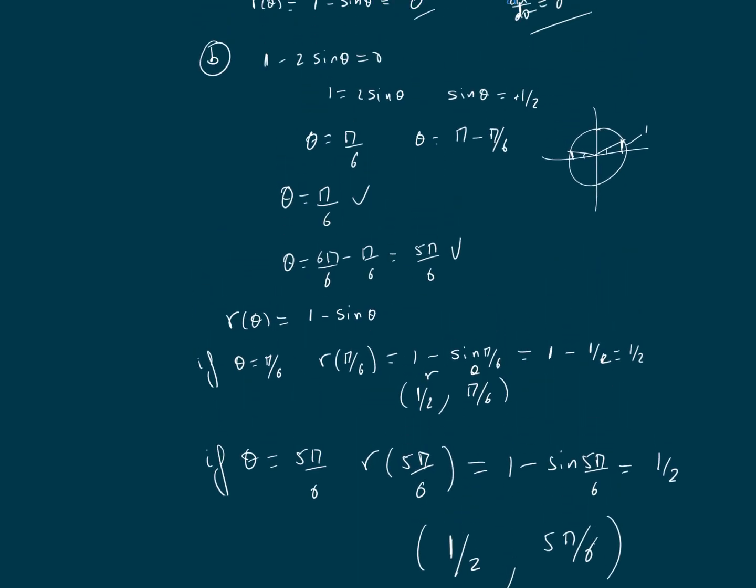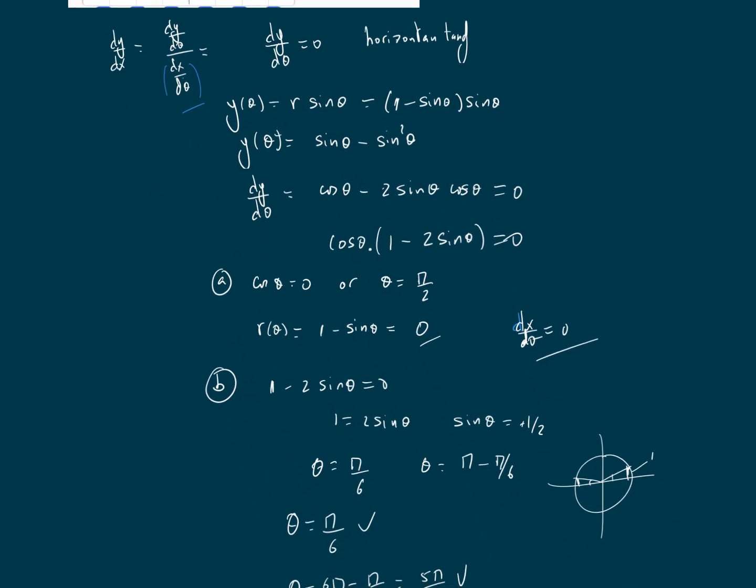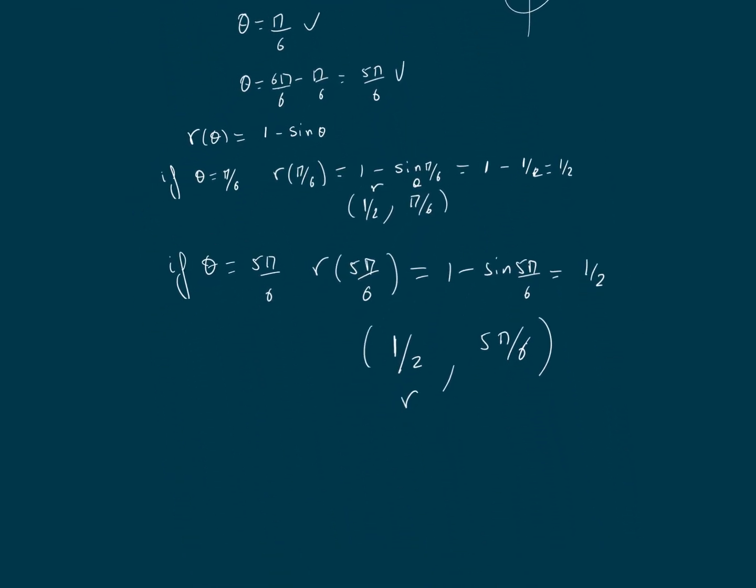Now I need another point. I need this point, this one. Let me see from where I will find the other one. This is the equation. Cosine of theta is 0 when theta equals pi divided by 2, or theta equals 3 pi divided by 2. Okay, so now we consider this case, theta equals 3 pi divided by 2.